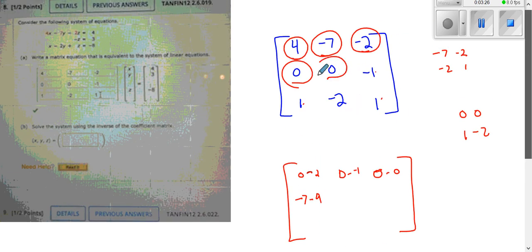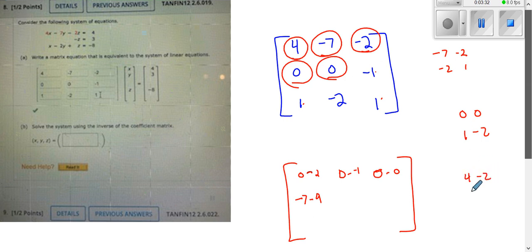Okay, now we're going to find this one. So we're getting rid of this column and this row. So I'm looking at 4, negative 2, 1, 1. See, get rid of that, get rid of that. See the numbers that are left? Okay, 4 times 1 is 4, minus negative 2 times 1 is negative 2. So 4 minus a negative 2 would be 4 plus 2, which is 6.